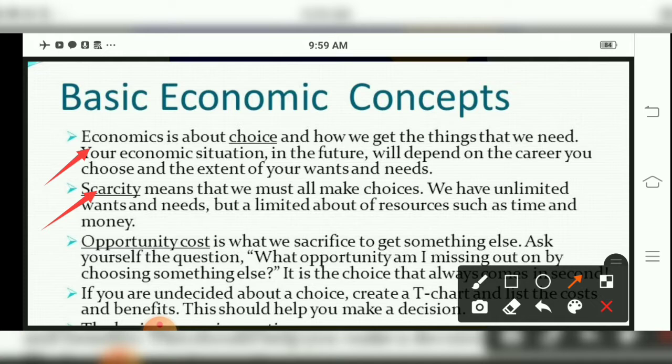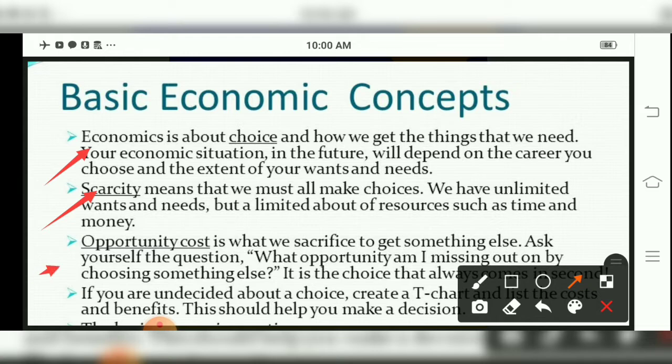Why? Because money matters. Say related to time: if you have time, you will visit some place. If you don't have time, you will not go there. So scarcity means what? It is related to your needs and wants, what is required, and that particular thing or commodity should be available with nature or with the environment. So scarcity means we all make choices, children. We have unlimited wants and needs, and our resources are limited.